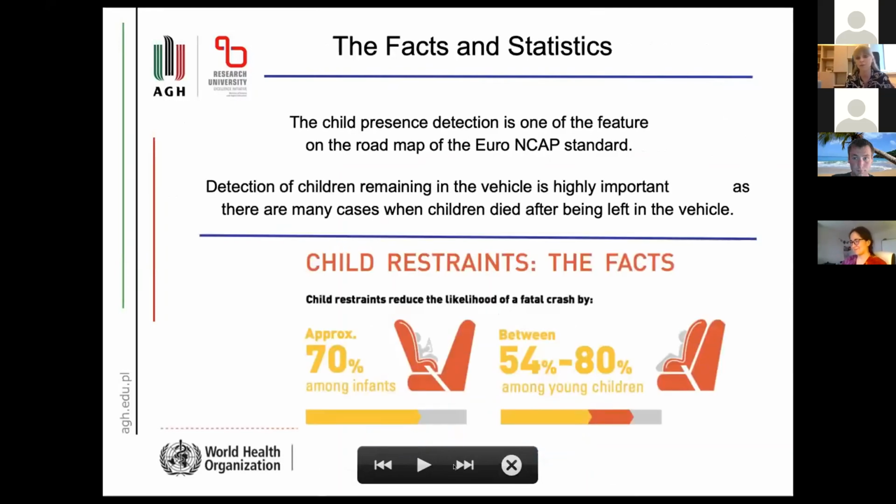Furthermore, children presence detection is one of the features on the roadmap of the Euro NCAP standard, because of children remaining in the car. When children are left in the vehicle, it may happen that they even die. Furthermore, child restraints reduce the likelihood of a fatal crash by about 80%.